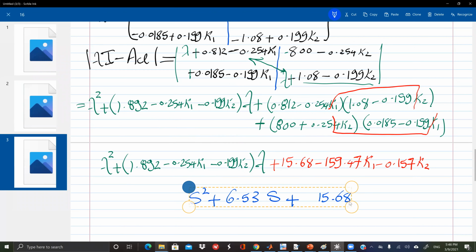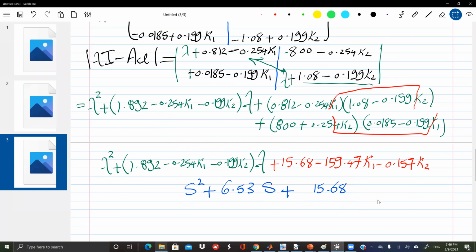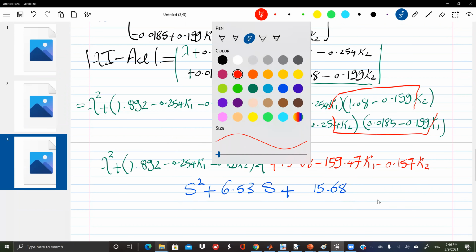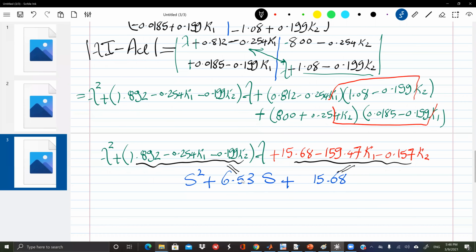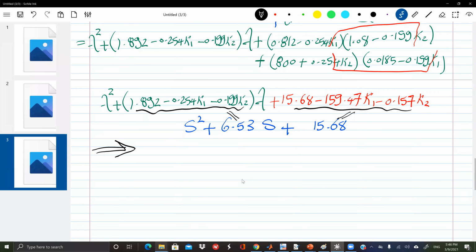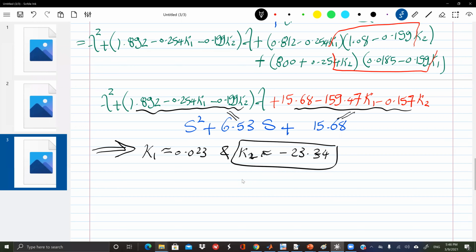And simply compare coefficients. So the coefficient of s or lambda is the same. This is one equation in K1 and K2. The free term is the same, so another equation in K1 and K2. Solve these two linear equations, simple, to get K1 and K2. K1 here is 0.023 and K2 is around actually 1,000 times of that. Let's see why. Any questions so far?